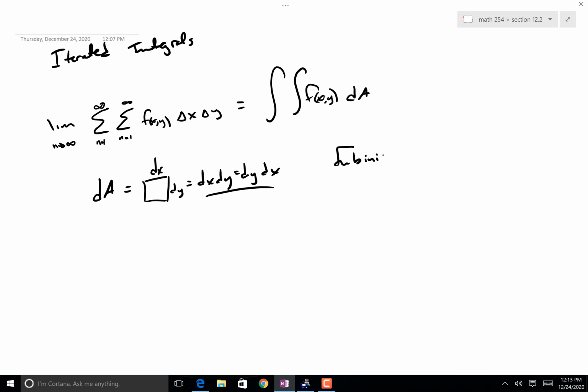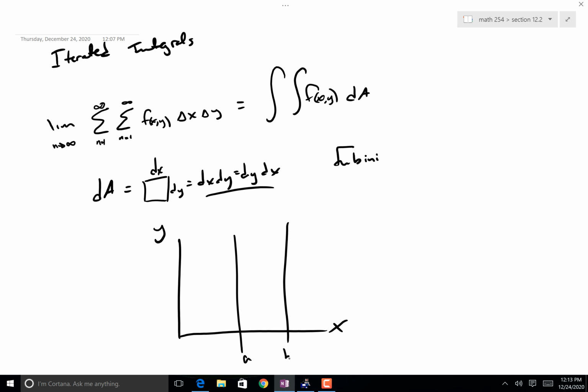Now, how would you do it? What we're going to be working on today is this. Here's the x and y plane. We're going to be integrating over some region from A to B in the x direction, and from C to D in the y direction. So we're going to be finding the volume under some surface that sits above this rectangle. That's what we're working with today.